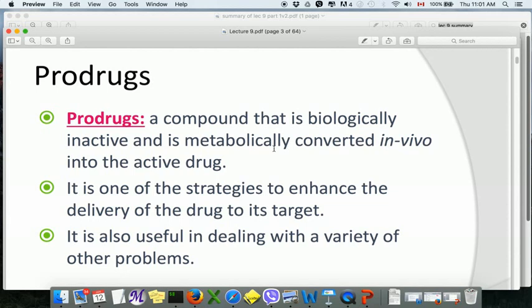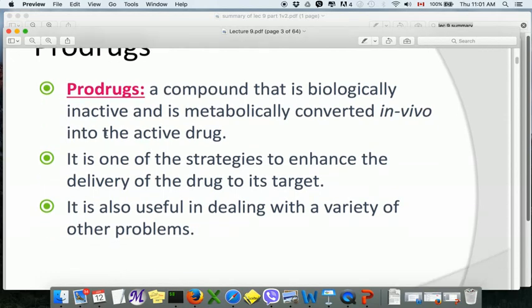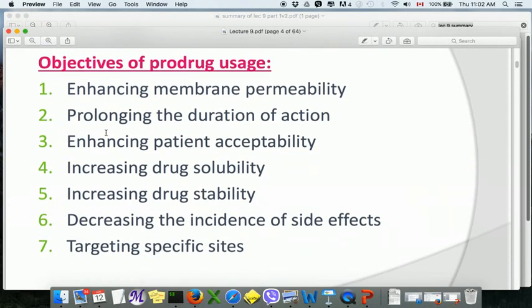Okay. So we have prodrugs are the compounds. Of course, you know what prodrugs are. They are compounds. They are not biologically active. But when they go inside the body, they undergo some metabolism and they become biologically active. Okay. So we have two types of prodrugs. Two objectives of prodrug usage.